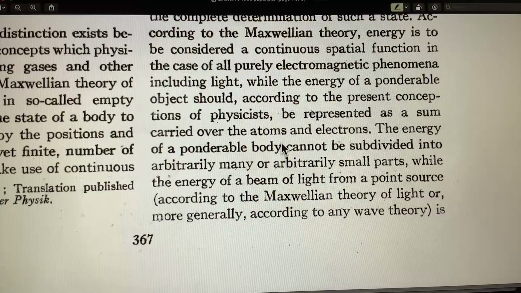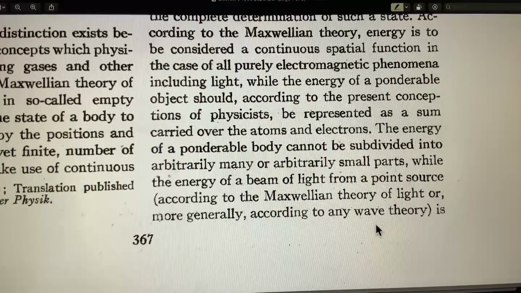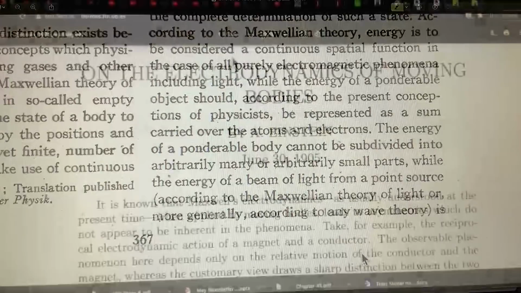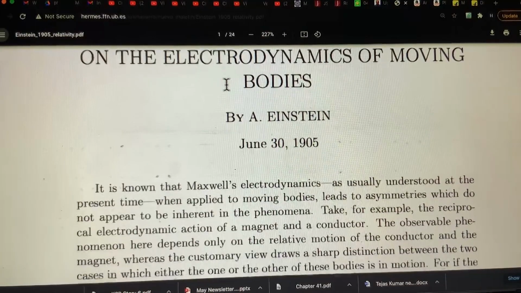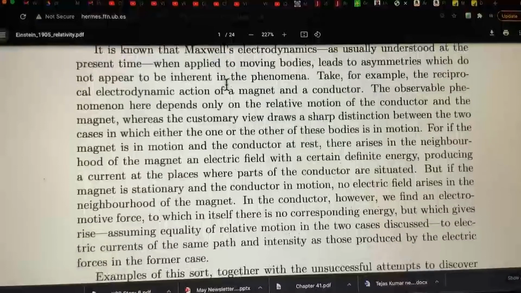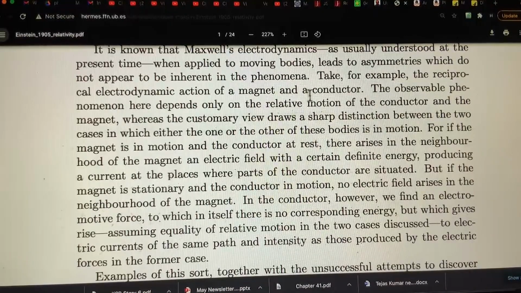Okay, so in that paper on the special theory of relativity, this kind of thing is also there. This is the paper in which he established the special theory of relativity. The title is On the Electrodynamics of Moving Bodies. And here also, in the opening paragraph itself, take for example the reciprocal electrodynamic action of a magnet and a conductor. This experiment most of you must have seen or done as a demonstration.